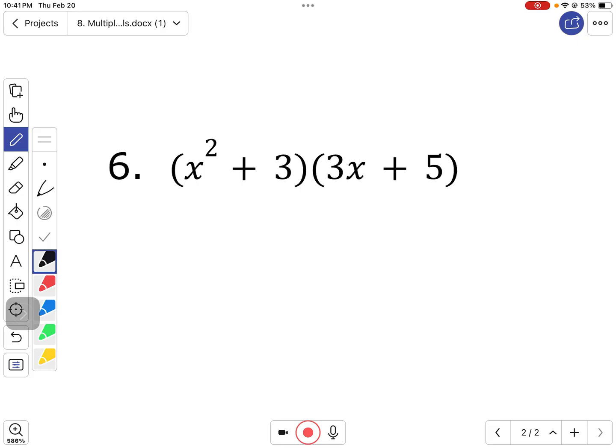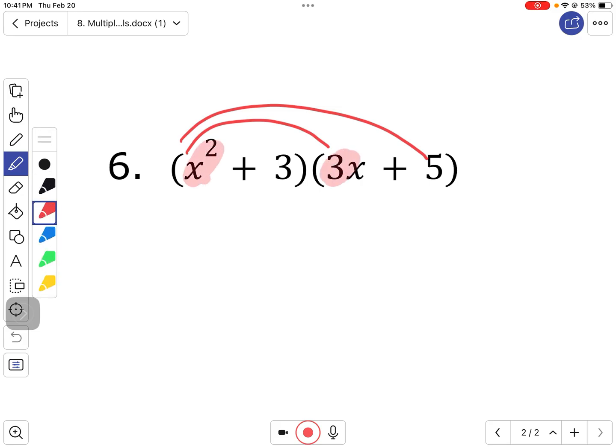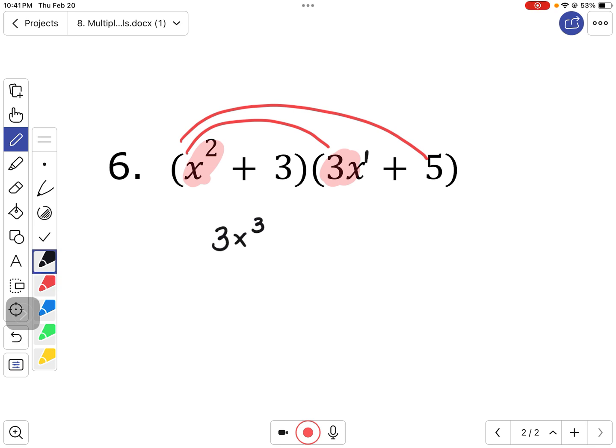Okay, let's try that again. We're going to take each part of the first set of parentheses and distribute it in separate pieces. The first time, I'm going to distribute this first thing to both parts of that second set of parentheses. So I'm going to distribute that x squared to my 3x, and I'm going to distribute that x squared to my 5. So if I take x squared and I distribute it to 3x, that's going to be 3x to the third. And I got third because I had 2 on that first one and 1 on the second.